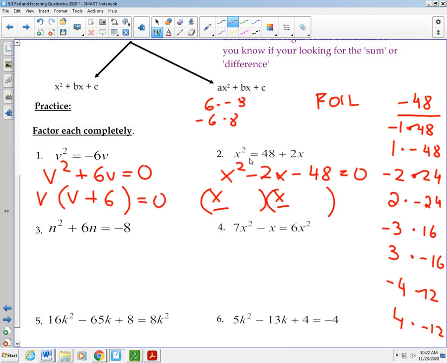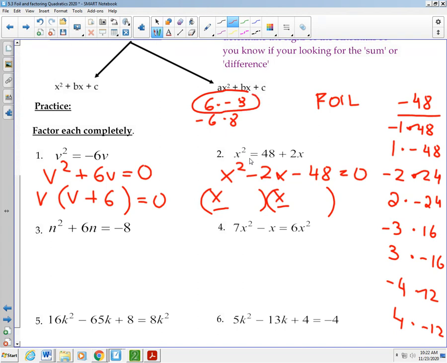How do I know which pair to pick? Okay, when we did FOIL, did you notice that we were combining the two middle terms? You were adding the two middle terms. So look at all the choices. Which two numbers will add to negative 2? Okay, and the answer is this. Why is it this? Because 6 plus negative 8 is equal to negative 2.